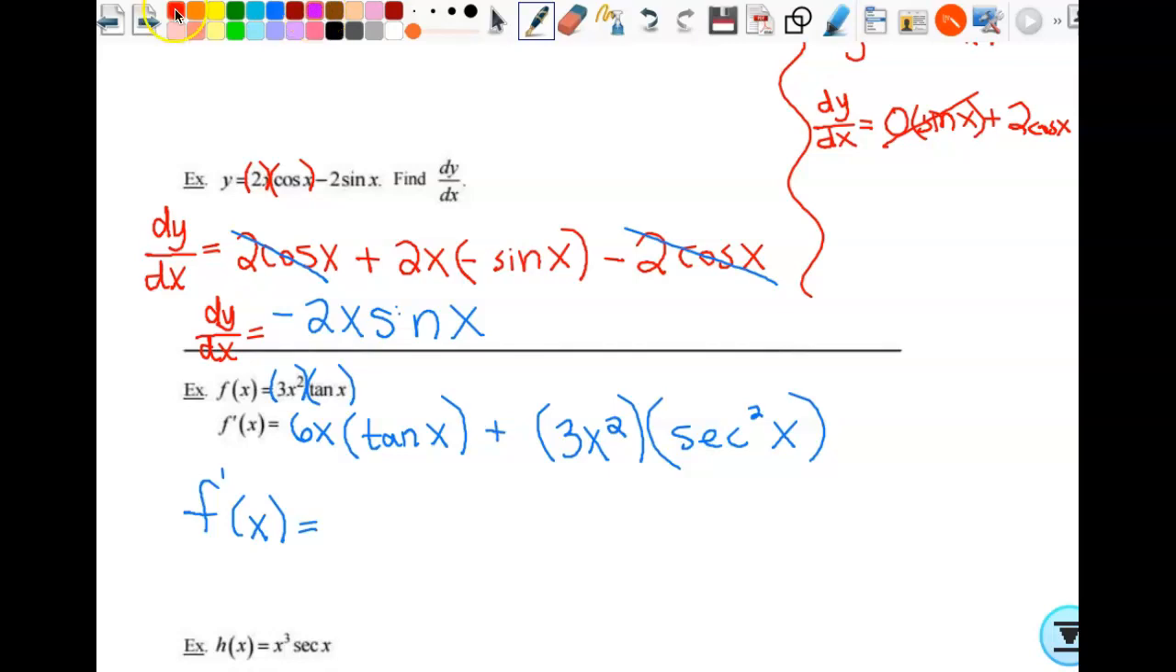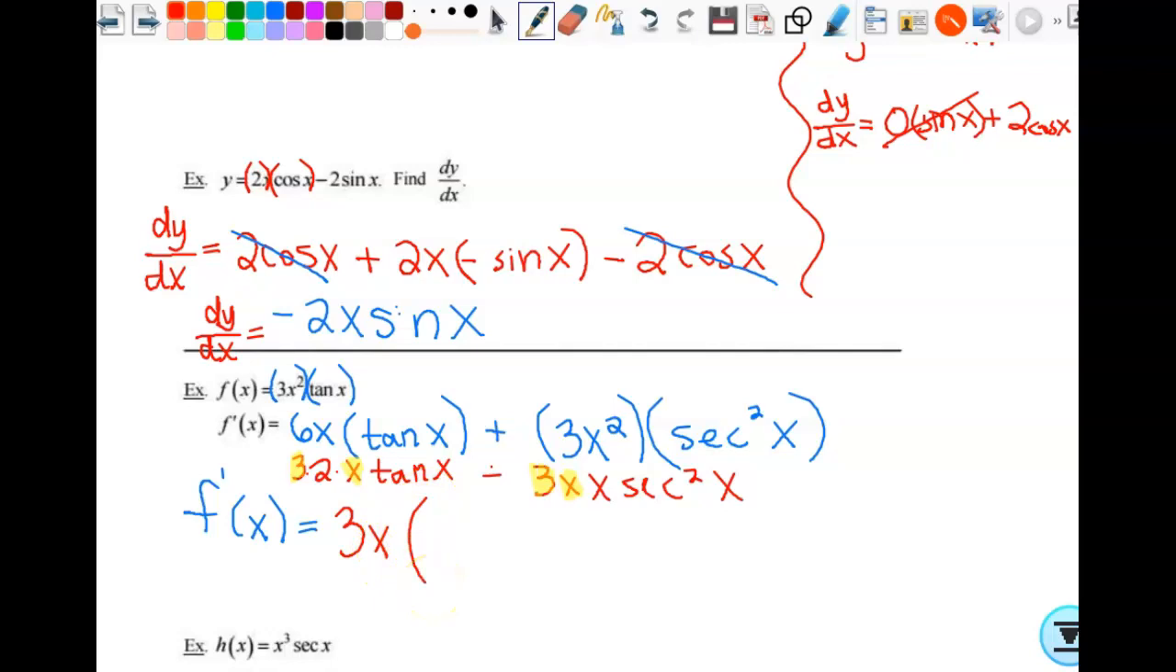I'm going to do this. Hopefully you don't have to do this, but 6, I can write that as 3 times 2 times x times tangent x, yes? Plus 3 times x times secant squared x. And then I can look and see, what factor do they have in common? They share a 3, and they share an x. So we can factor out a 3x.